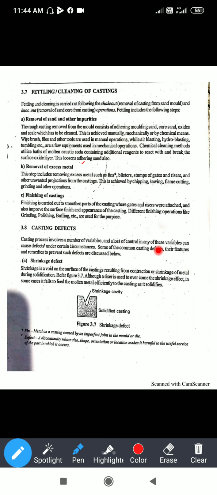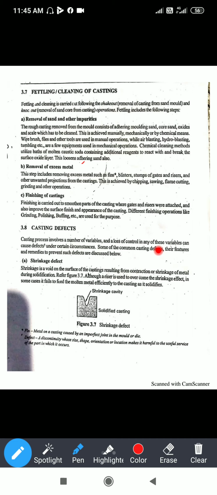Now finishing of the casting. Finishing is carried out to smooth the part of the casting where the gates and the risers are attached, and also to improve the surface finish and the appearance of the casting. The different finishing operations like grinding, polishing, buffing are used for these purposes. So this is how the finishing of the casting is done.